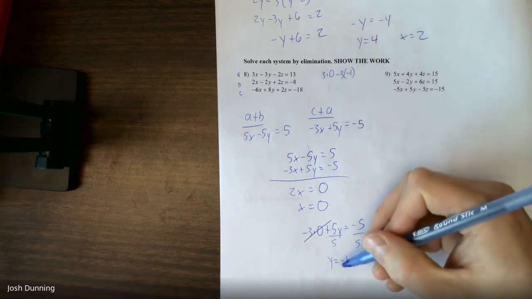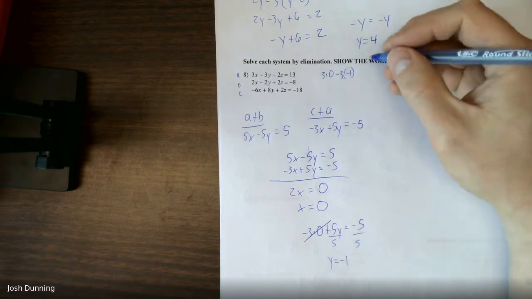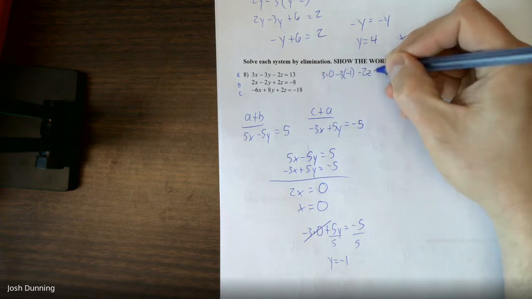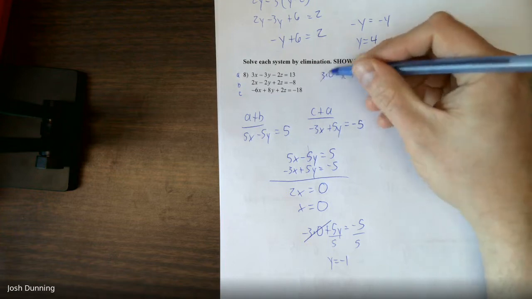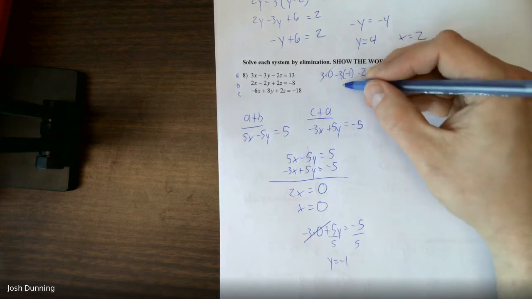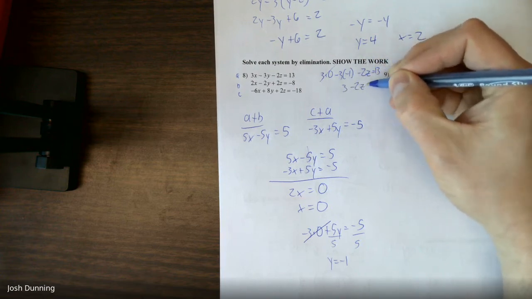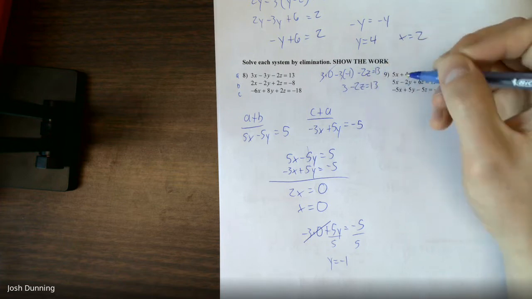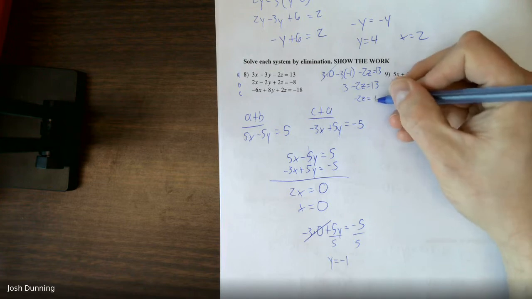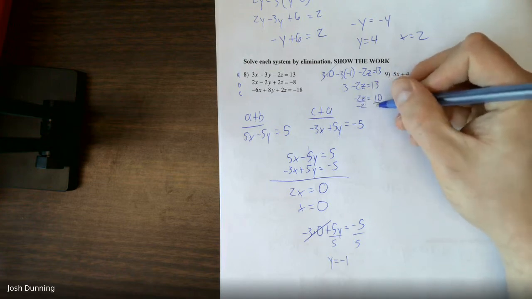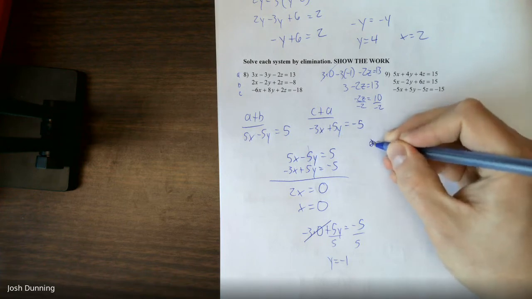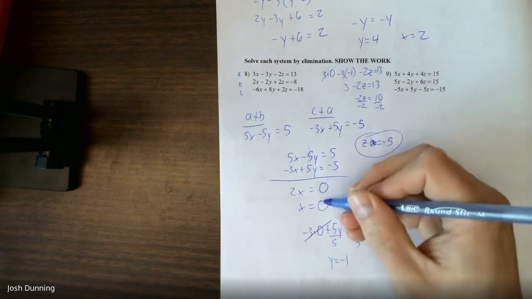Nope, excuse me, not to solve for y. Solve for z. My bad. I just realized I said that. 3 times 0 is gone. Negative 3 times negative 1 is 3. Minus 3 from both sides. Negative 2z equals 10. Divide by negative 2. Z is negative 5. And I wrote x. Sorry.